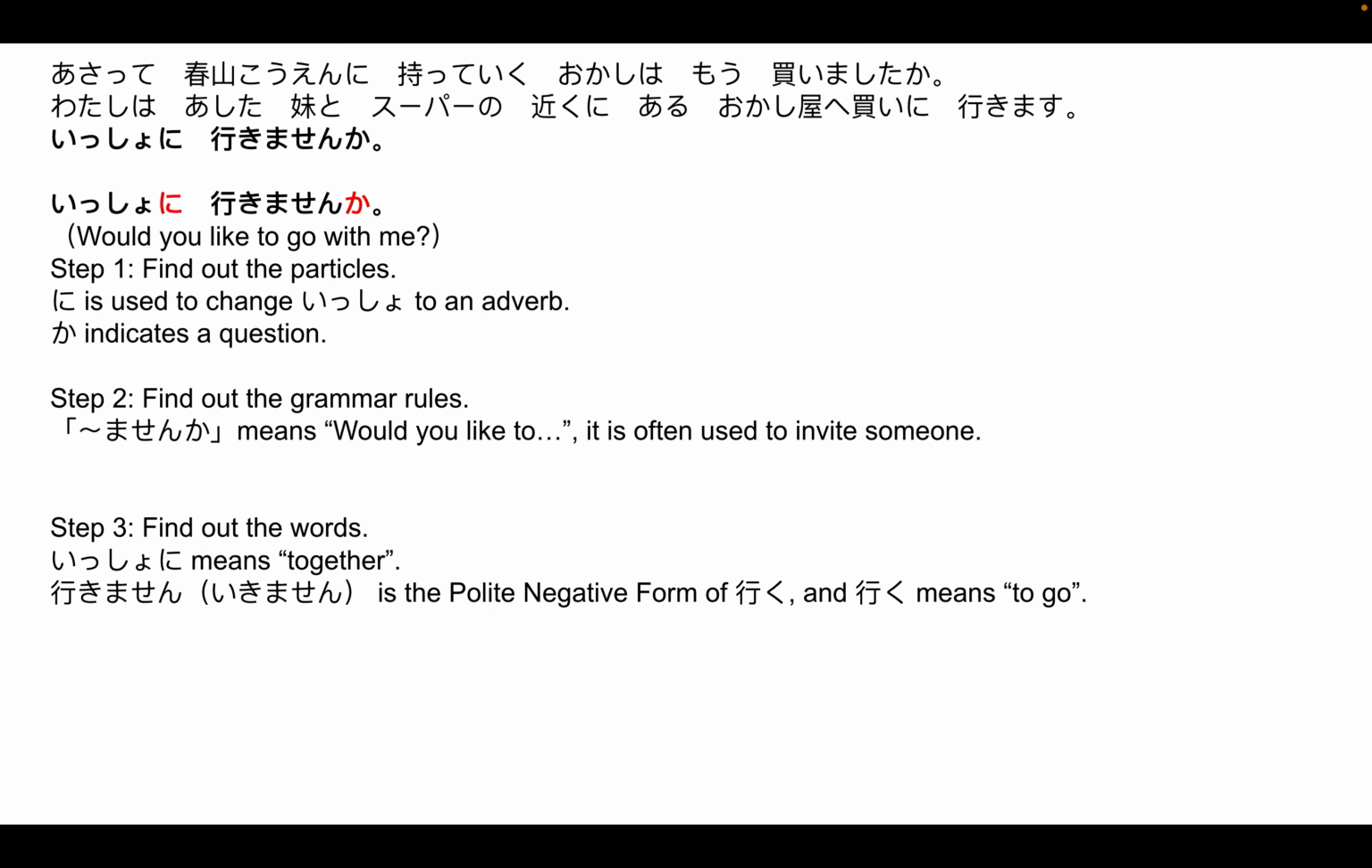一緒に行きませんか? Ni is used to change 一緒 to an adverb. Ka indicates a question. Masenka means would you like to? It is often used to invite someone. Let's see step 3. Issho ni means together. Ikimasen is the polite negative form of iku, and iku means to go. So, issho ni ikimasen ka means would you like to go with me?